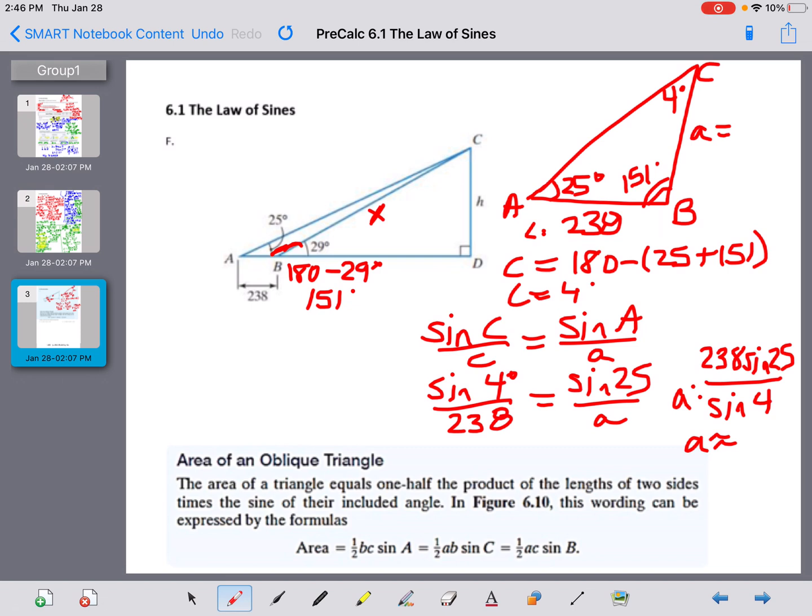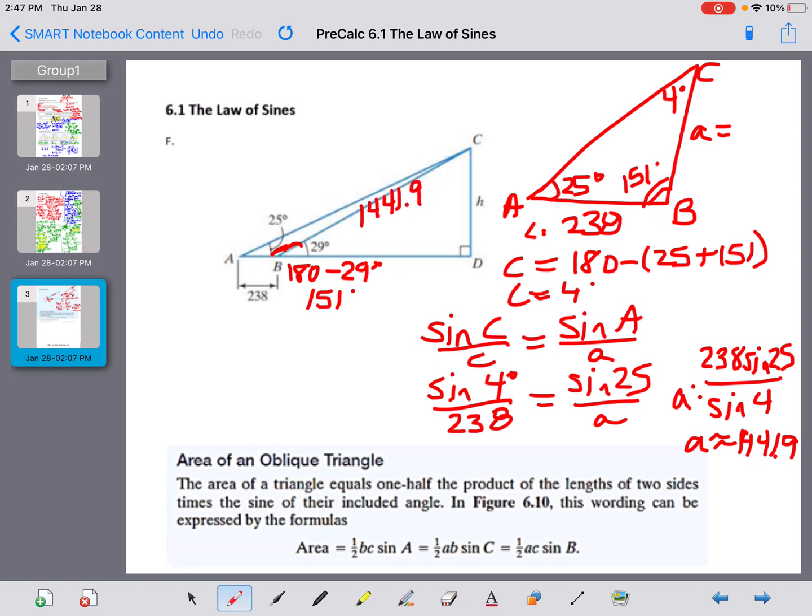238 sine of 25 divided by the sine of 4. I have 1,441.9. Okay, that is this side right here.